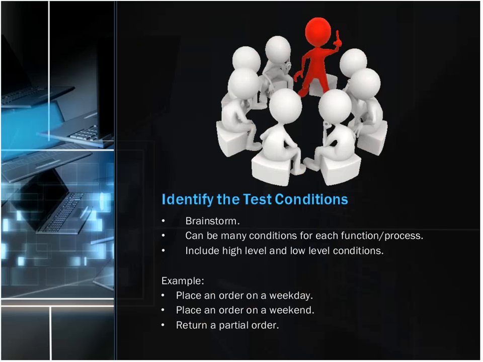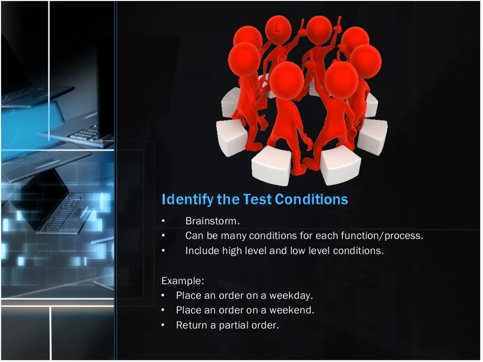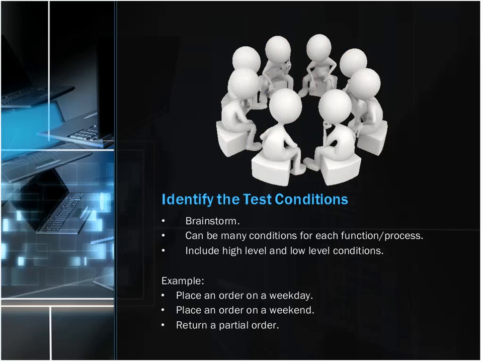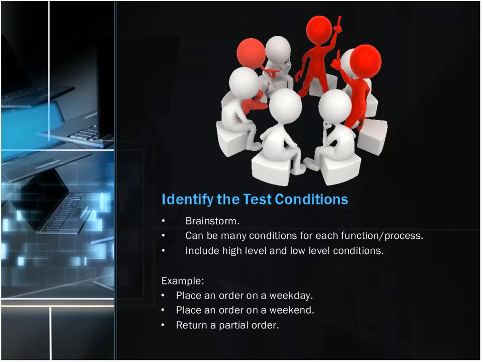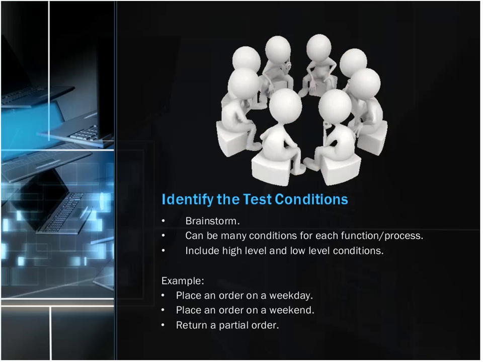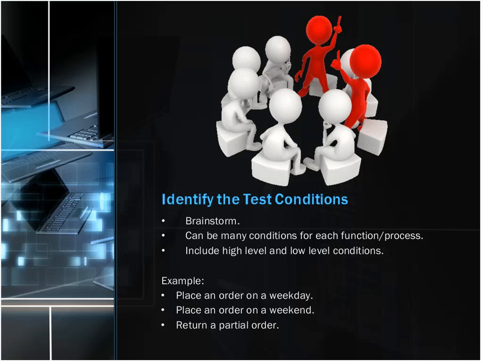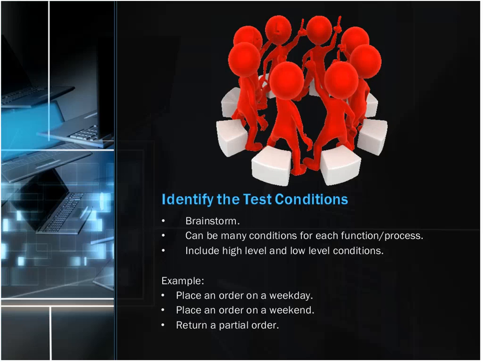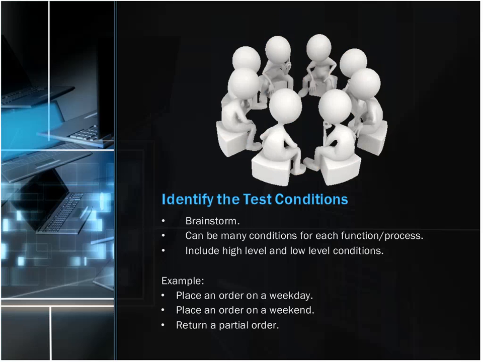Don't throw out things that might be low level. We want to do high level and low level conditions. High level conditions are those that are going to be really important to the business, and low level conditions are those business processes or those things that aren't going to be utilized very frequently. So we want a mixture, and we want as many as we can think of.